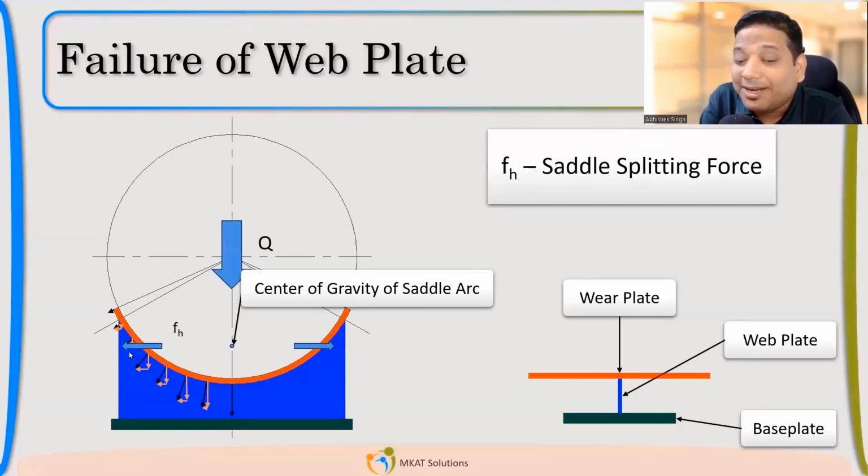This horizontal component which we are talking about is there because of this vertical load, because of this angle. There will be a splitting force acting in the horizontal direction. If you just try to visualize, I'm trying to apply a vertical load on this horizontal vessel. How will it fail? It will try to split into two parts because of this force. Are you able to visualize it? I'll just draw it.